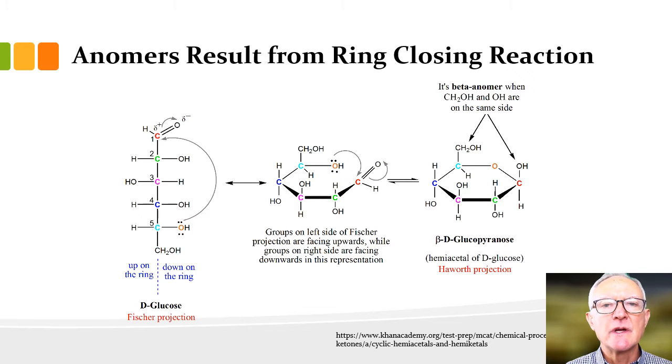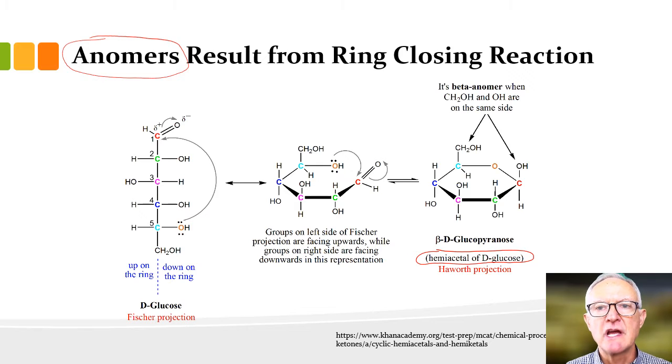So we looked at the ring closing reaction and we said that that results in a hemiacetal of glucose. And the other thing that's really important is that anomers result from the ring closing reaction. What that means is when the hydroxyl group attacks the carbonyl, it can attack above the plane of the ring or below the plane of the ring. So this hydroxyl group here will end up either above or below the plane of the ring.